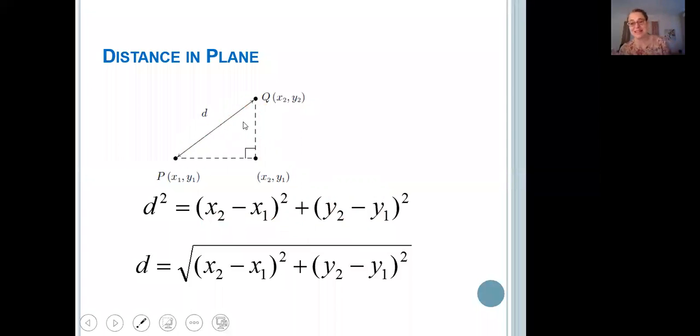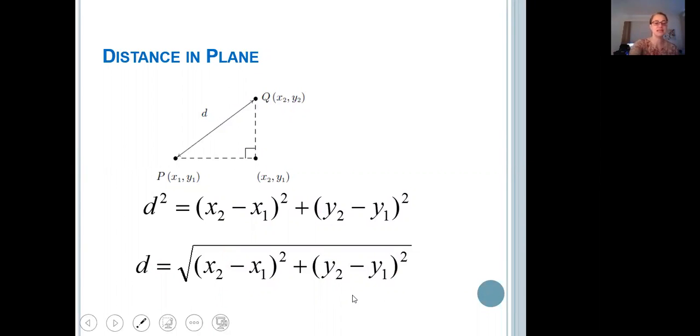Now what we really care about is the actual distance. So we're going to take the square root. Now this may look a lot to you like the slope formula. It is similar. You've got x2 minus x1, you've got y2 minus y1. But they're not divided. Remember, the slope is a rise over a run, so it's a ratio. This is a different critter. This is based on the Pythagorean theorem.